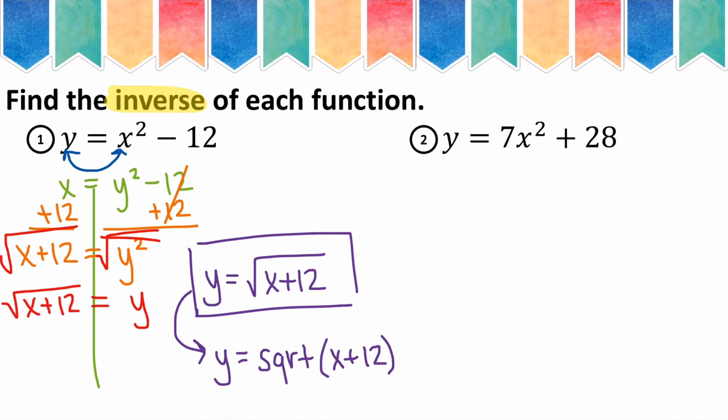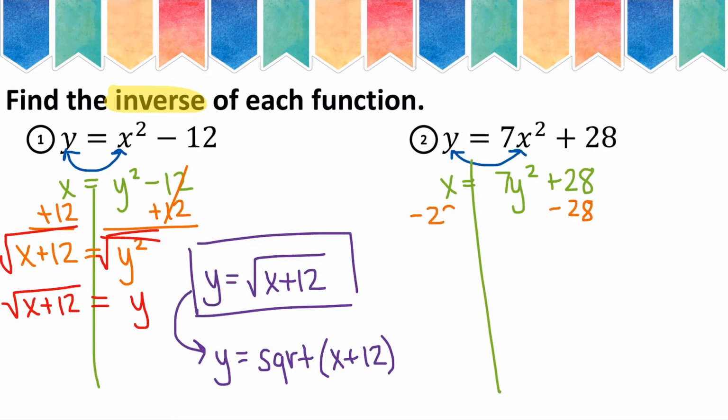Let's look at one more example. For an inverse, we need to switch the x and the y. So this problem will become x equals 7y squared plus 28. To get y by itself, I will begin by subtracting 28 from both sides. 7y squared comes down, and x minus 28 comes down.